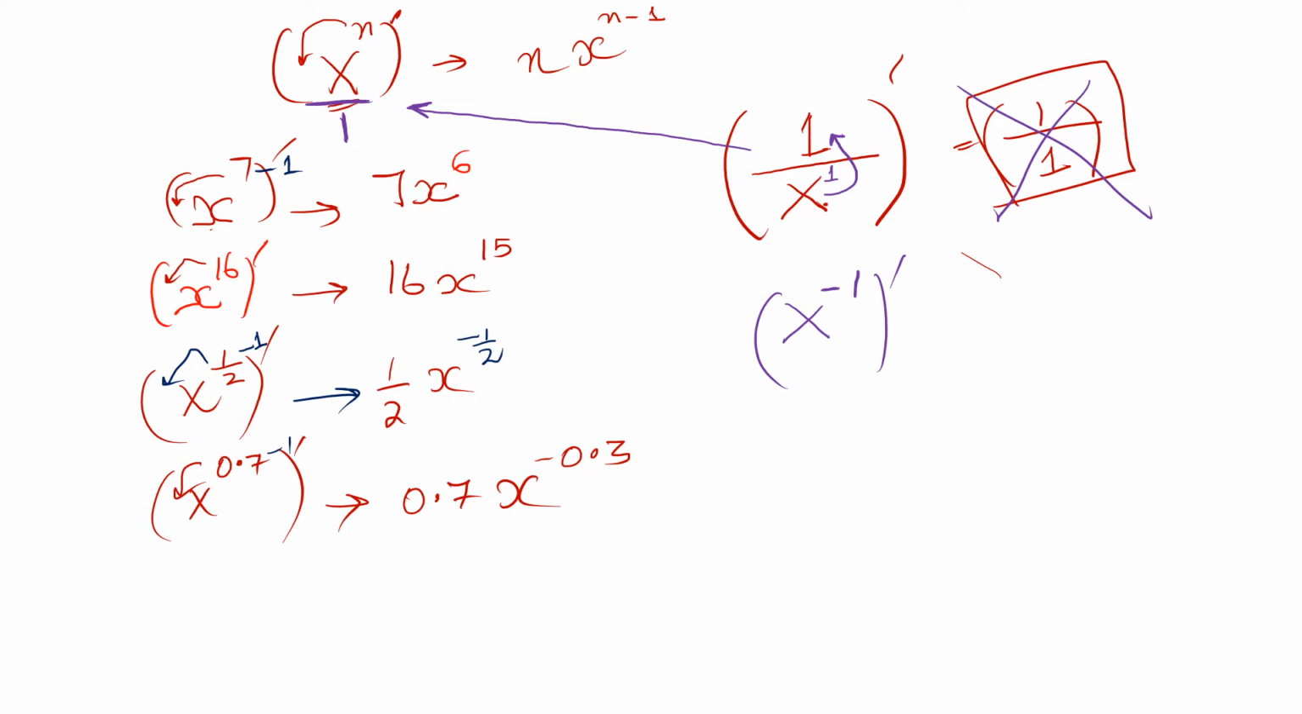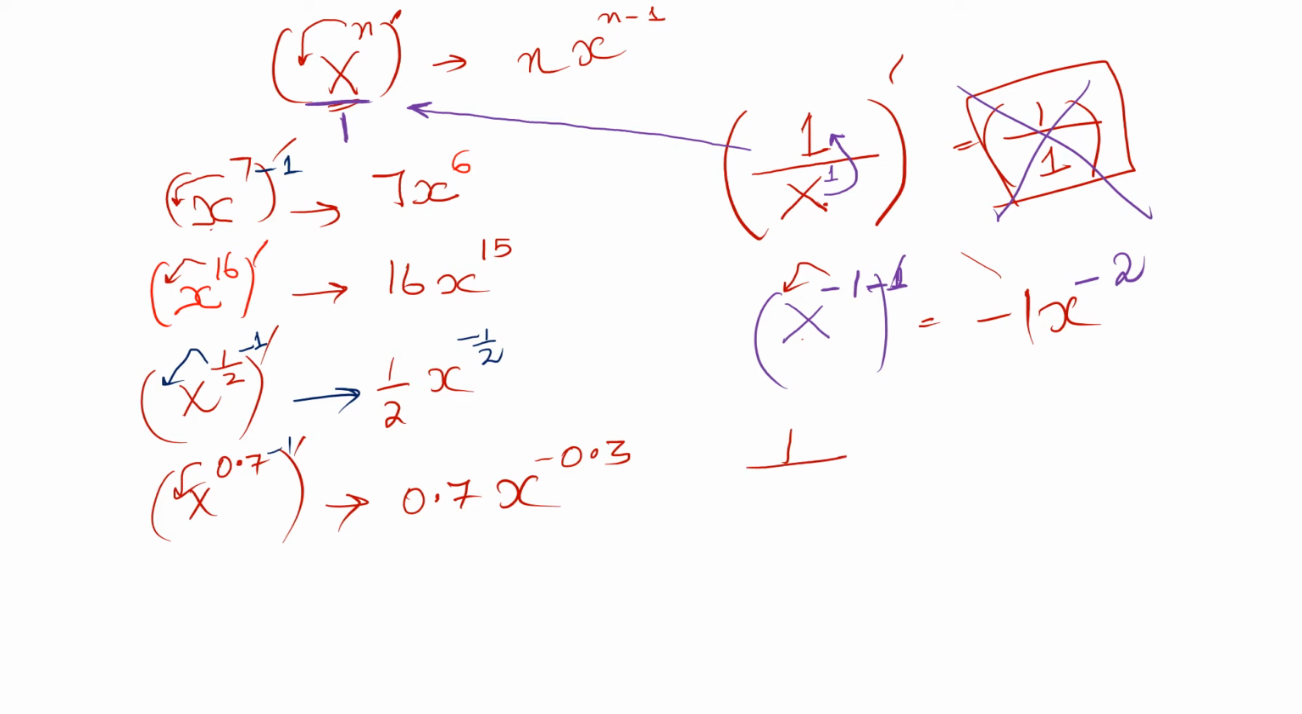And do the same way. Bring the negative 1 in the shoulder, write the x as it is, and from the power we only subtract 1. So negative 1 will give you negative 2. Let's do one more example.